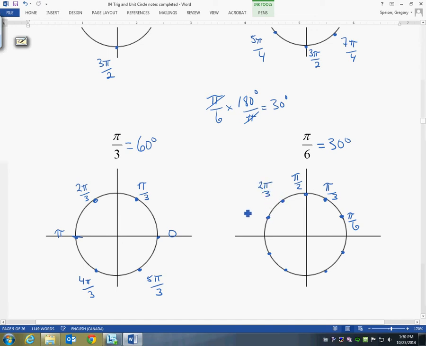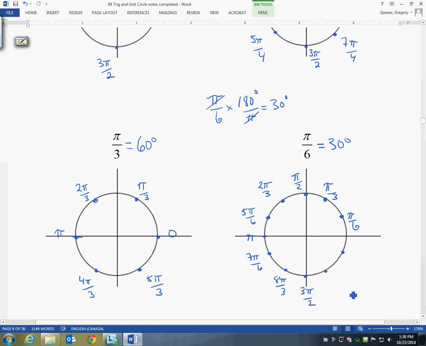5 pi over 6. And then 6 pi over 6, which is the same thing as pi. Here is our 7 pi over 6. 8 pi over 6, which is the same thing as 4 pi over 3. 9 pi over 6. Hold on a second. That was 6, 7, 8. Yeah, 9 pi over 6, which is the same thing as 3 pi over 2.